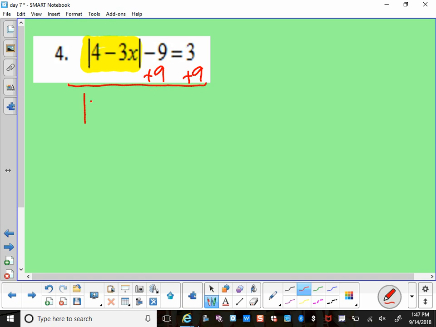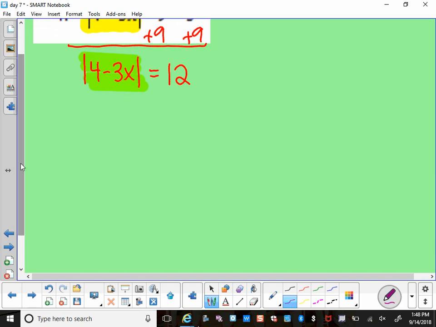So I still have absolute value. 4 minus 3x is equal to 12. Alright, Jordan, once I get here, I have absolute value by itself now. So what do I do? Bring the 4 minus 3x down. Let's go ahead and split them up, right? We drop our bars. 4 minus 3x equals 12. Our other equation is 4 minus 3x equals negative 12. Okay? Let's solve for x here.